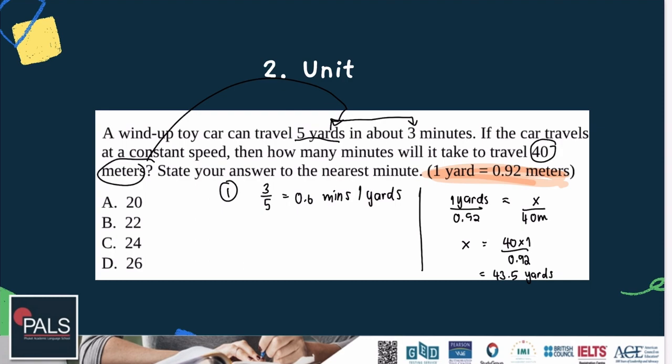So we converted the meter to yard already. Then the answer they ask you to find is how many minutes. So we need to multiply, right? So the answer is 43.5 times 0.6. So the answer is 26 minutes. So the answer is D, like this.